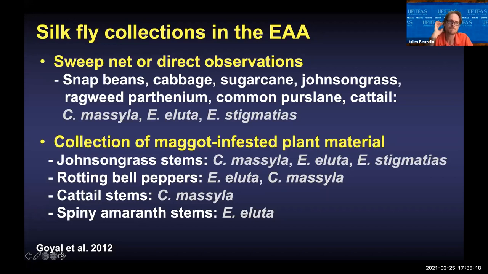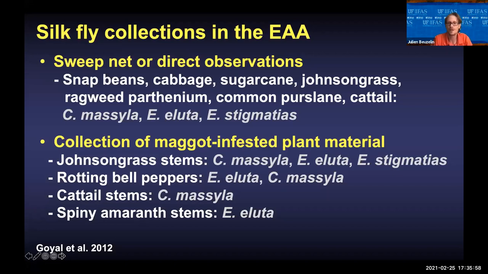And the quantification is relatively weak and it's not really replicated, but still, it showed that when looking at snap beans, cabbage, sugarcane, Johnson grass, ragweed, parthenium, common purslane, and cattail habitats, all our three species, the adults, could be collected. But also in some instances, especially when the plants were injured, they could find the maggots of the three species in Johnson grass stems, or if it's not Johnson grass, that would be sorghum almum, Columbus grass, but it was reported as Johnson grass.